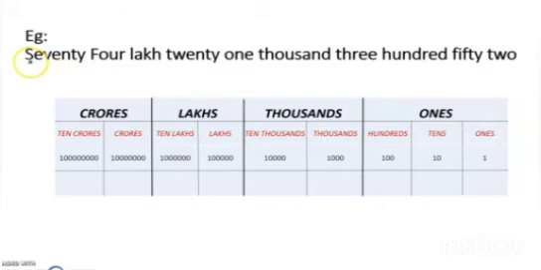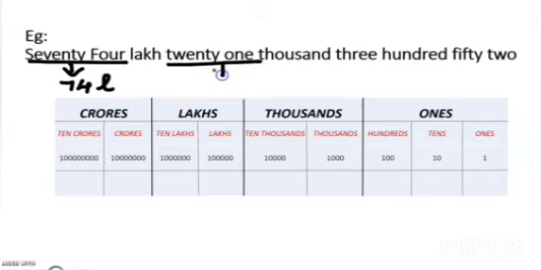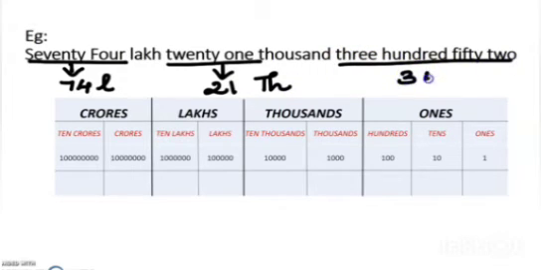So how many lakhs do we have? Here we have 74 lakhs. So writing that in numbers, we have 74 lakhs. Then we have 21,000. Writing in numbers, we have 21,000. Then we have 352. So writing in numbers, we have 352.